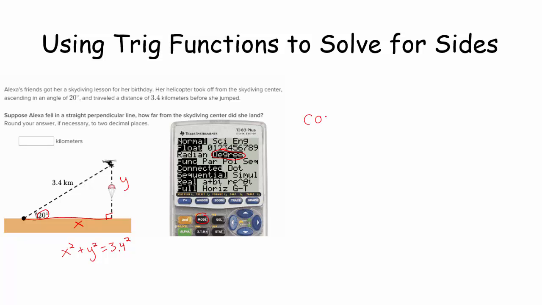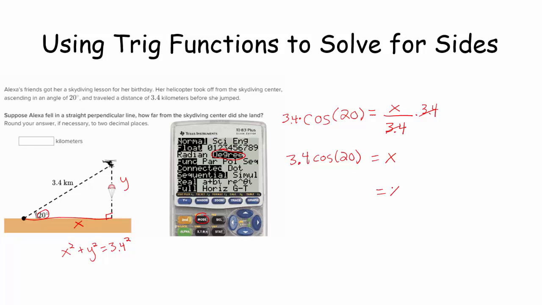I could say the cosine of the angle, which is 20 degrees, equals the length of the adjacent side, which is x, over the hypotenuse, which is 3.4. And now I just need to solve this equation for x. So if I want x to be isolated here, since I'm dividing x by 3.4, what I need to do is multiply both sides by 3.4 to clear my denominator. And I get that x equals 3.4 cosine of 20 degrees.